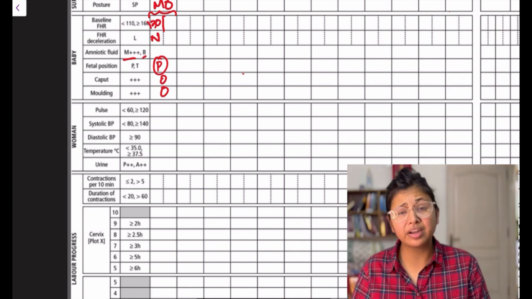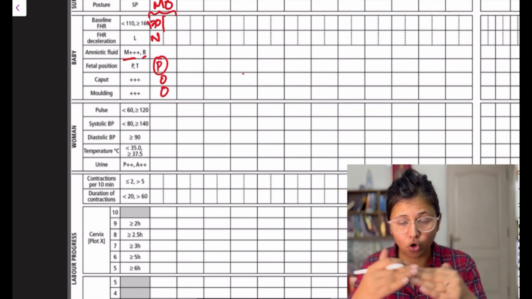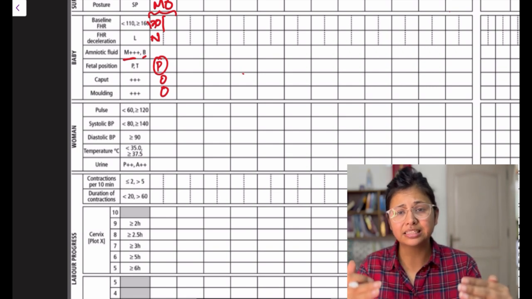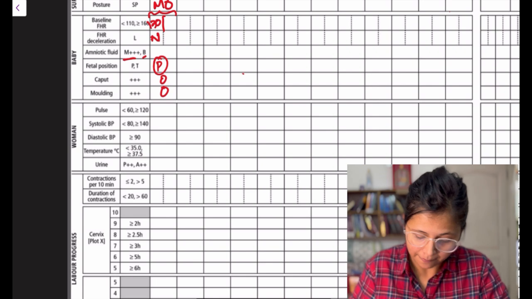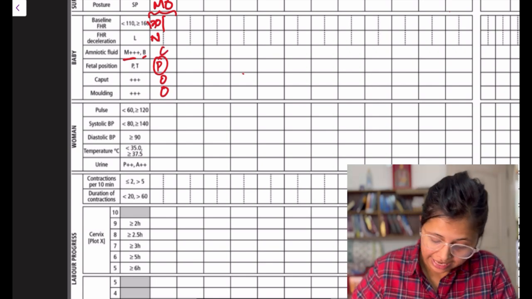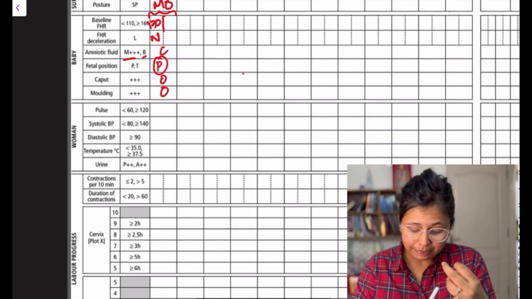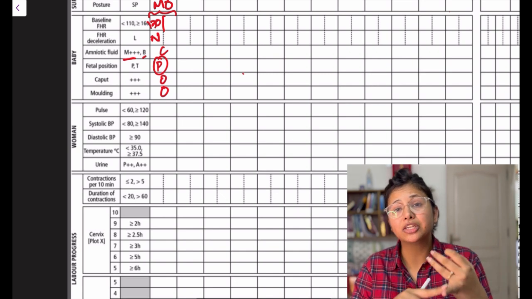Again, if it is caput 3 plus and molding 3 plus, that means the molding is happening in a way that it is not reducible, it's not going back to its original place, then that is worrisome. But before that, we are not very worried, right? So this is your second, which was fetal heart monitoring. Next, we come to the woman's characteristics. So pulse, BP, systolic and diastolic, temperature, and urine.